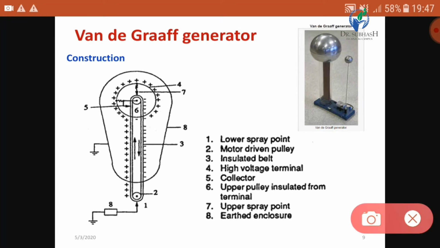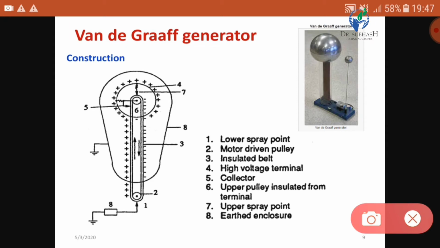Now what is the working principle, or how is the charge spread in the hollow sphere? So in this figure we can see the belt is placed on 2 pulleys. The pulleys are made from metals and the belt is made from insulating materials.